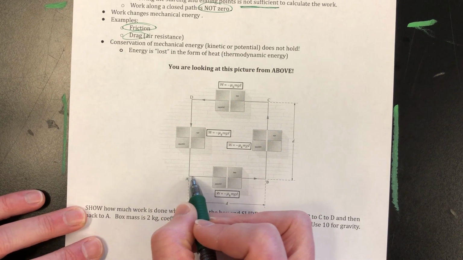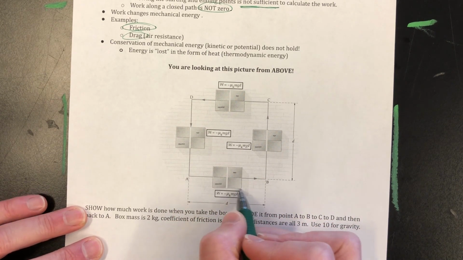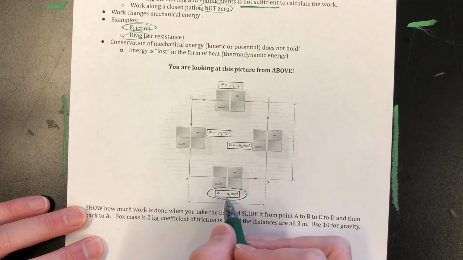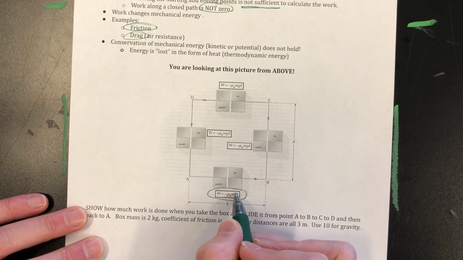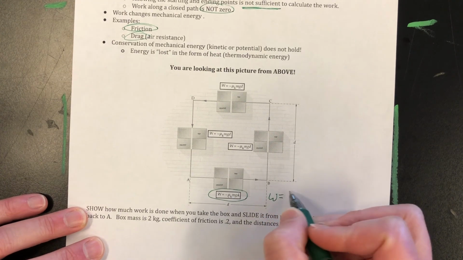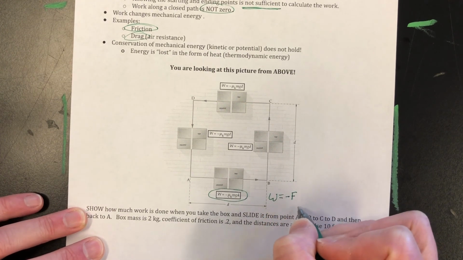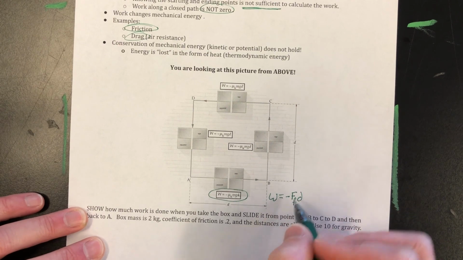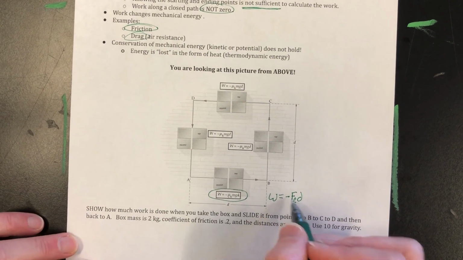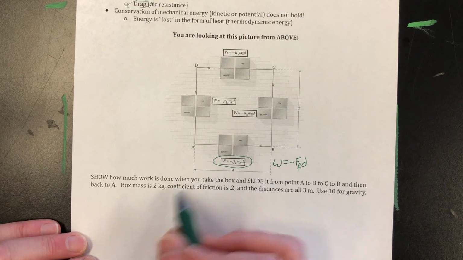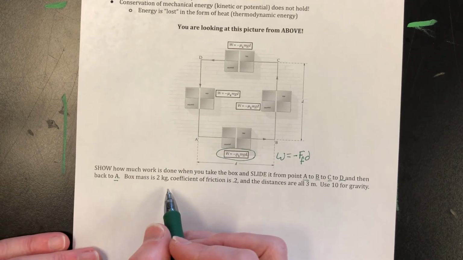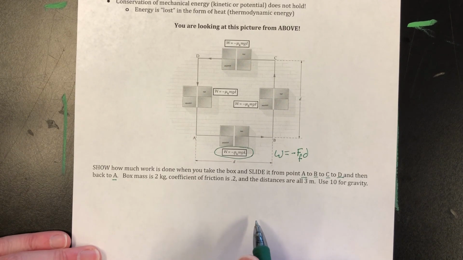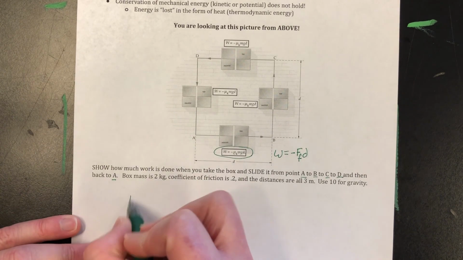I took the box and I slid it on the floor from A to B. So you'll notice there's an equation here that shows that work is negative mu K times mgd. So this is just the force of friction times distance. So this is just work is equal to negative force of friction times our distance. And it's negative because it's opposing our motion. They want to know if I go all the way around from A to B to C to D and then back to A, what is the amount of work that's done. So this one we're going to get a value.